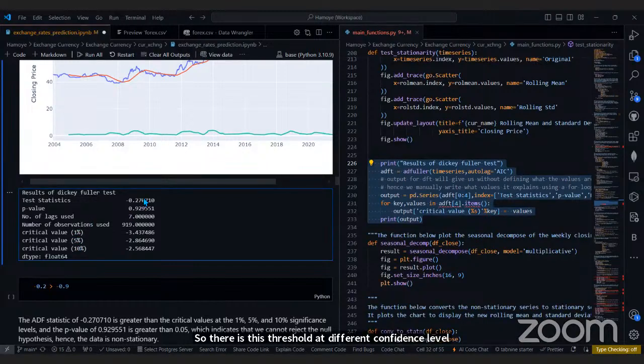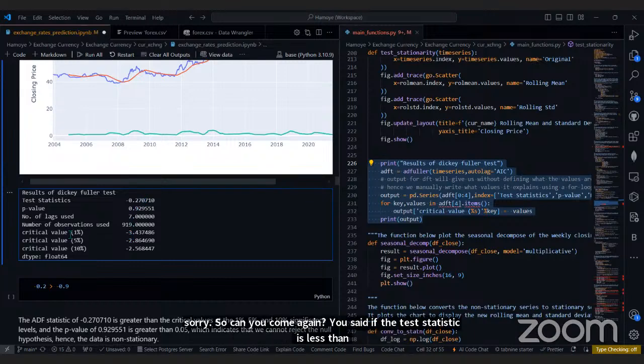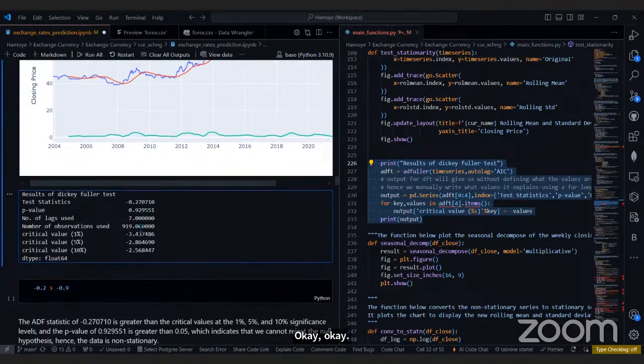Sorry, can you come again? You said if the test statistic is greater than the critical value, it means the data is not stationary. Yes. Since this test statistic, minus 0.27, is higher than all the critical values, that is, less negative than these other ones, it means that the data is not stationary, right?